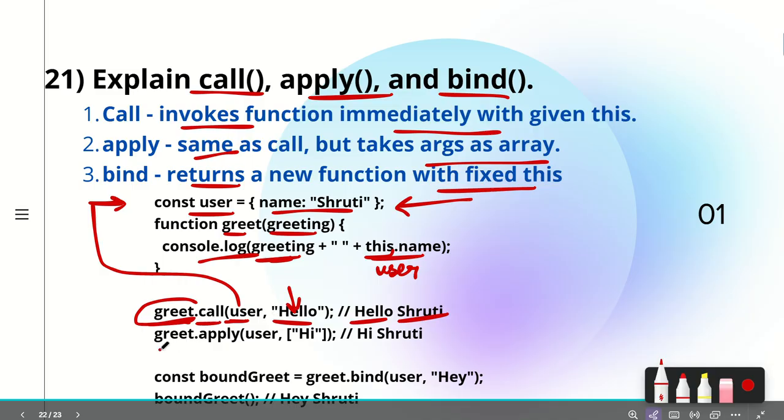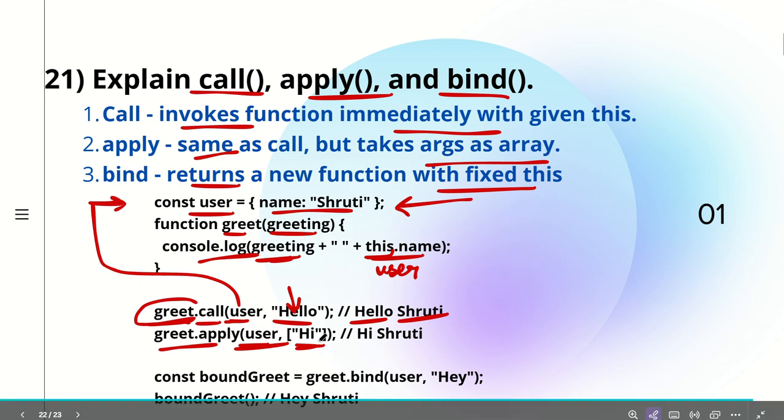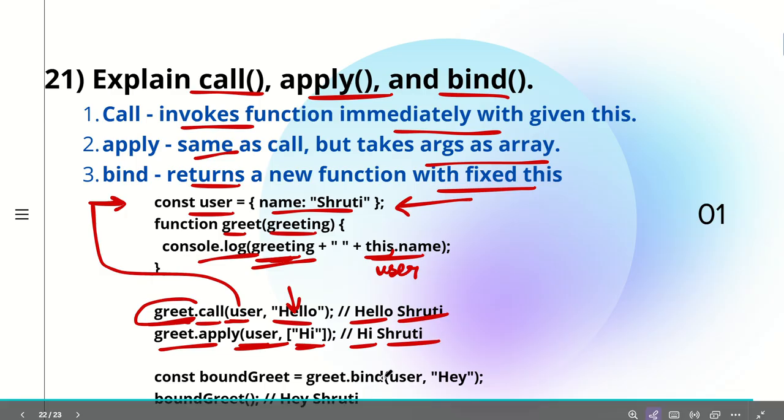Now we will see greet.apply. Apply is similar to call, but here whatever arguments you are passing, you have to pass them in array format. So again, user is the context, the object you have to refer to. And then you have hi, which you are passing in array format. So the greeting comes from there, and the context gives Shruti, which will be printed.